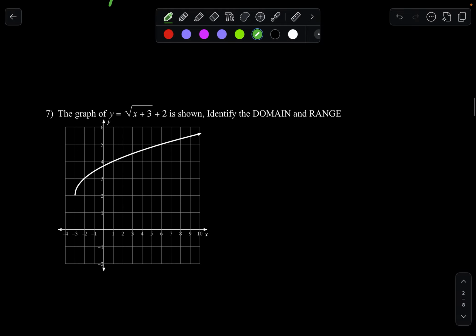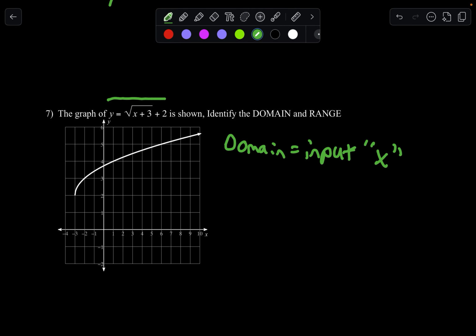Okay? On 7, I give you the equation, but they give you the graph. They want you just to identify the domain and range. So what you have to remember is domain equals input, which for all intents and purposes is x. All right? So you would see that if you just watch this graph and move along the x-axis, it begins at -3 and is then everywhere to the right of -3. So we would say the domain is all reals, because it's every real number.